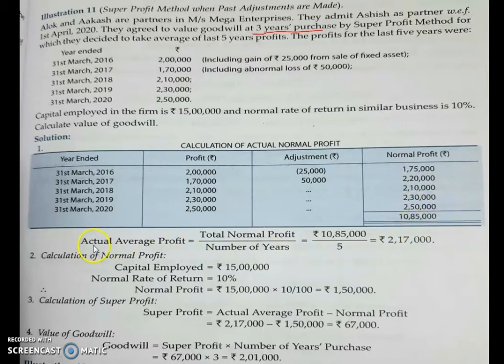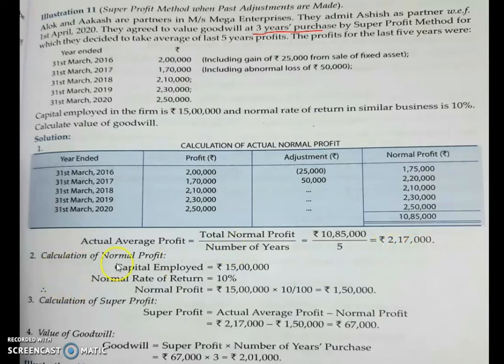Now we have to calculate the actual average profit. So total normal profit divided by the number of years. So this you got from this table, and dividing it with 5. What is this 5? Number of years, that is 2016 to 2020, it is 5 years. So that 5 you have to divide, and you will get actual average profit. So first part is over.